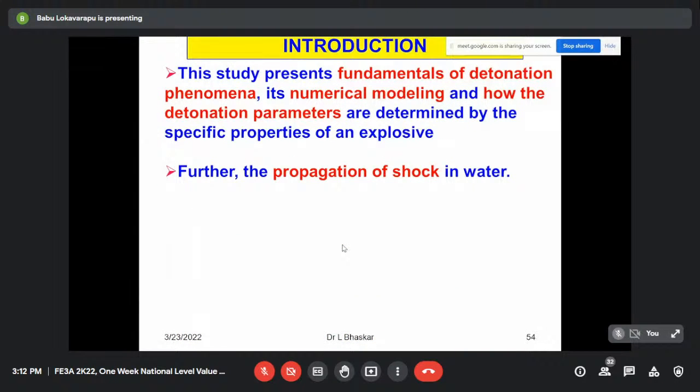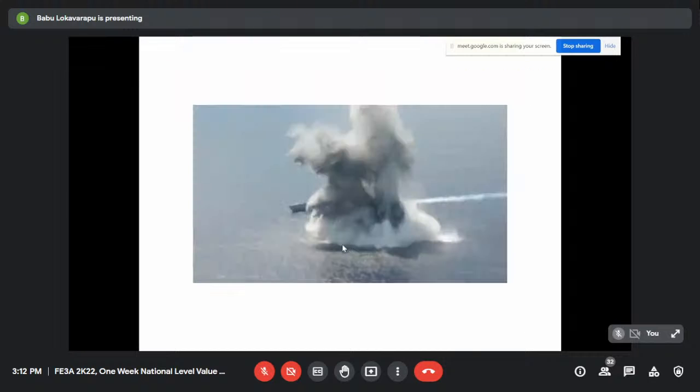Particularly, we are talking about the blast in underwater phenomena. Here, numerical modeling is performed, and also the determination parameters are determined by specific properties of an explosive. Further, the propagation of shock in water. This is what you are doing.